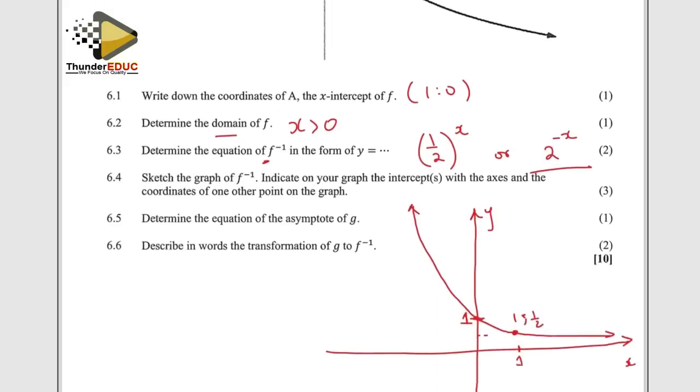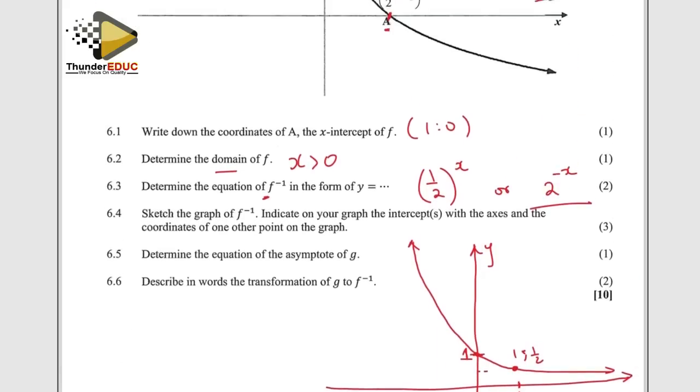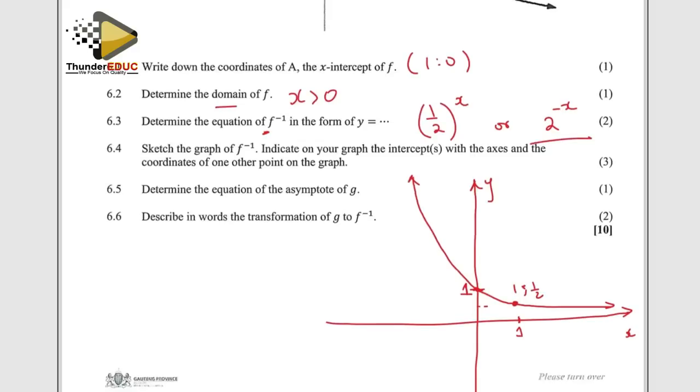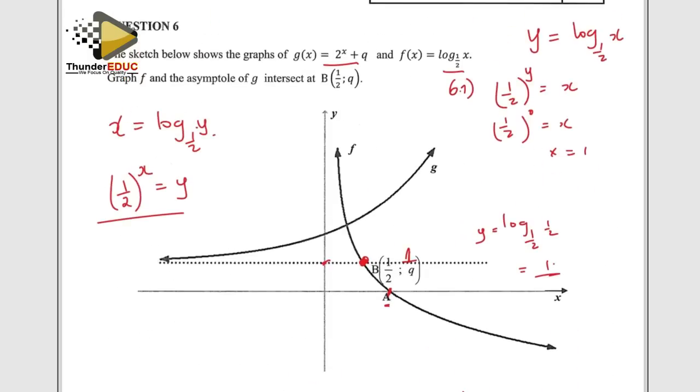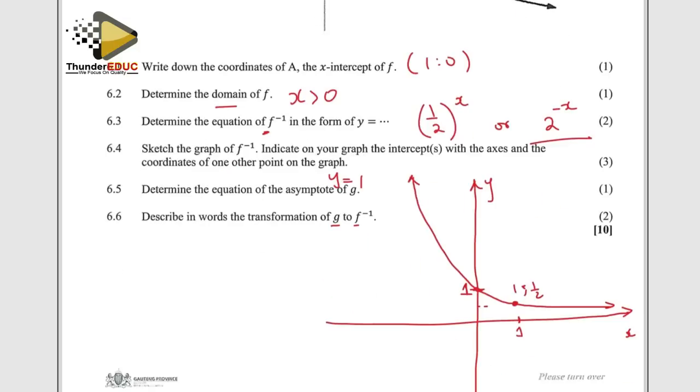All right, then determine the equation of the asymptote of g. We've already calculated the y value, so I'm just going to say y is 1. And then describe in words how you transform g to f inverse. So where is our g? 2 to the x plus 1. Okay, so we're saying g of x is 2 to the x plus 1. Now how do we transform it from that to something like 2 to the x? So start by getting rid of the 1. So you're going to shift the graph.